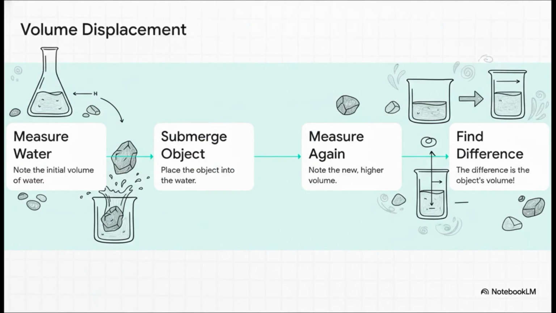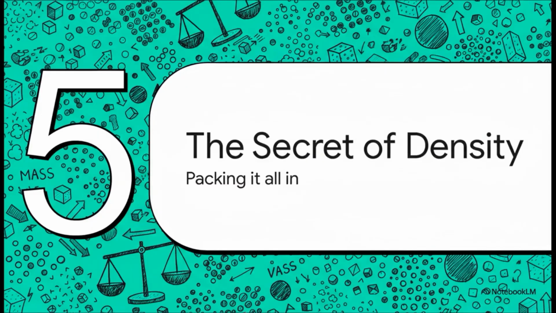But what about something with a weird shape, like a key or a rock? How do you measure its volume? Well, you use this totally clever trick called displacement. You just take a known amount of water, plop your object in, and see how much the water level rises. That amount it rose, that is the volume of your object. So simple, so smart.